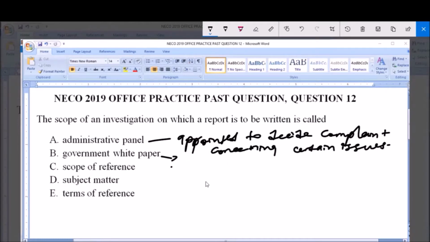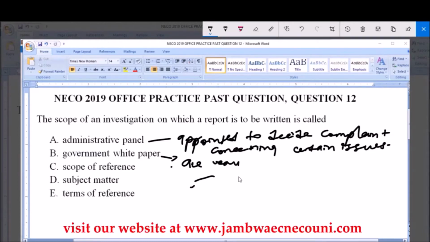Now B here says government white paper. A government white paper simply refers to the ways by which government presents policies and preferences before they are introduced into legislation, and so it allows public opinion. So government policies are the ways.